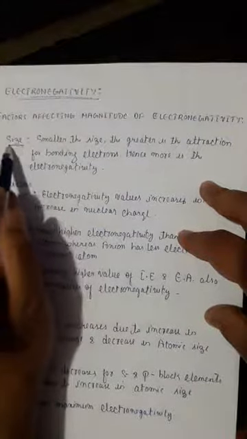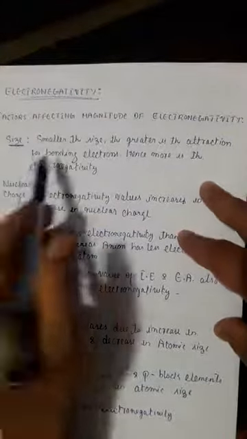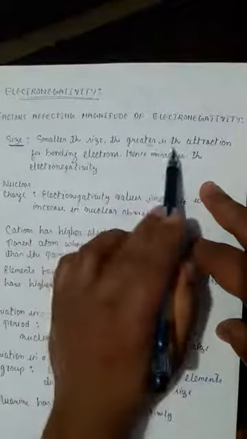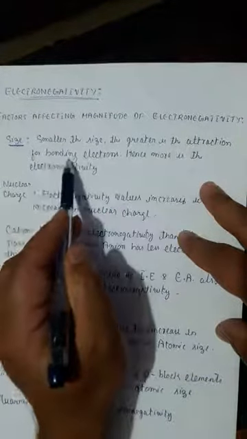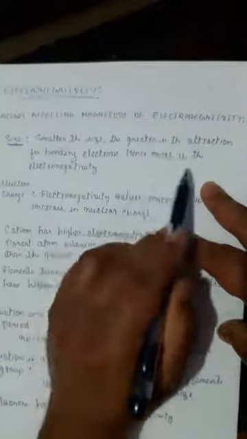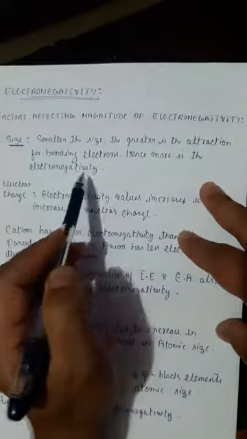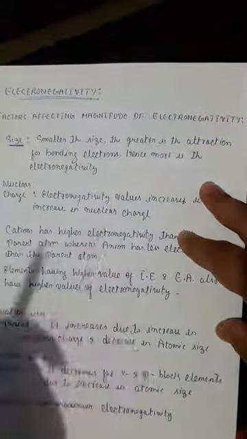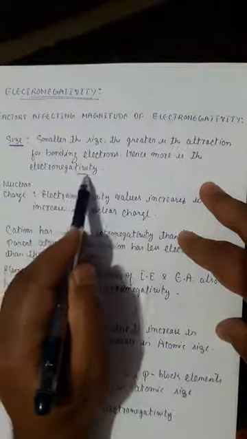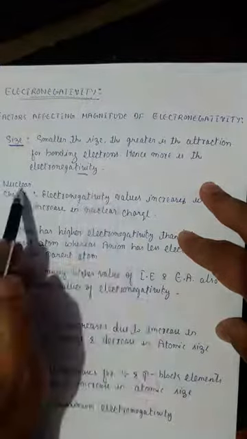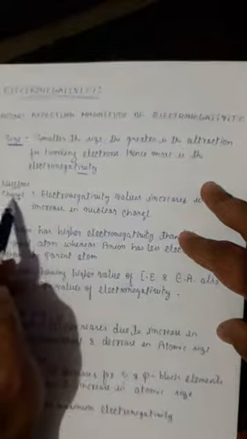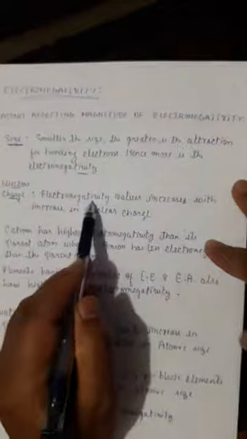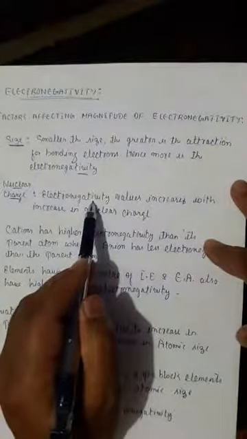Now let's discuss the factors on which this electronegativity depends. The first one is size. Smaller the size, the greater is the attraction for bonding electrons, hence more is the electronegativity. So if the size of the atom is small, that means their electronegativity will be higher. Similarly, if you have more nuclear charge, then again the electronegativity will be higher.